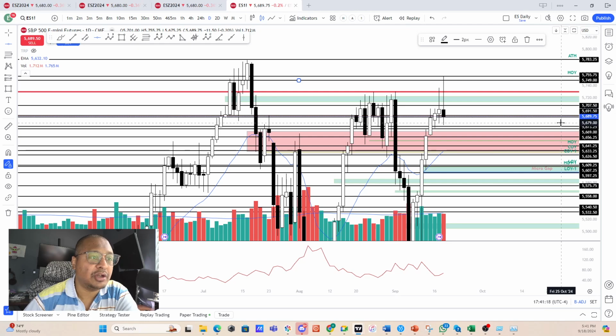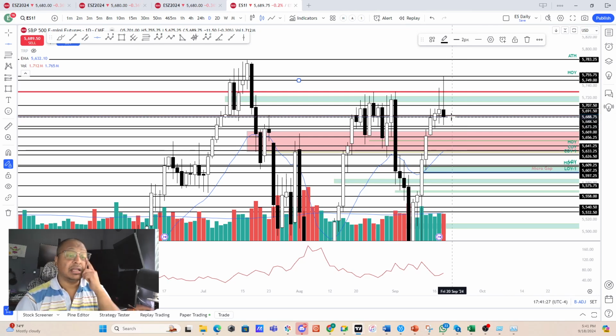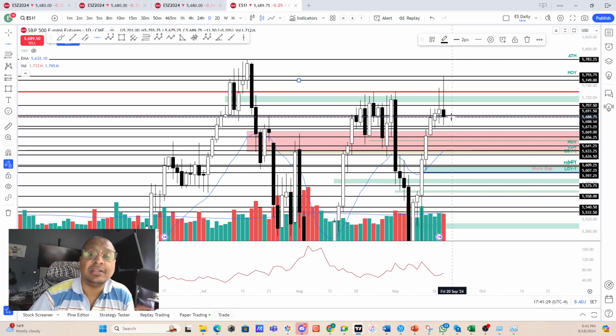We did break down the low of yesterday as well, but we could not hold that again, and we came back and closed somewhere above the 5688. Now, we were talking about that 5680 to the 76 area to be a very good support. So if this area holds and the price bounces back above the 85 or the 90 line, then it is possible that we will get back to the 5700 or the 5702 once again.